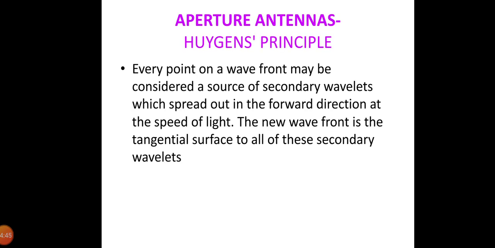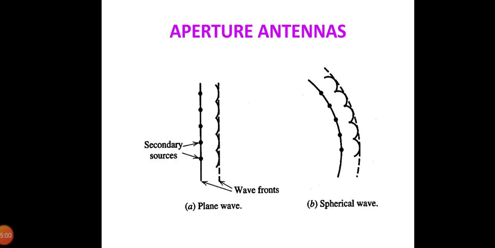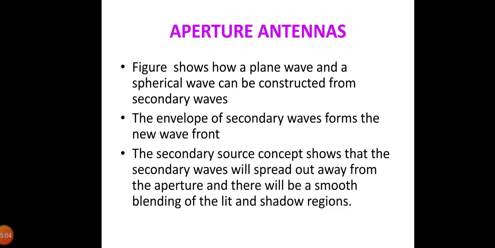So Huygens' principle can be stated as: every point on a wavefront may be considered as a source of secondary wavelets which spread out in the forward direction at the speed of light. The new wavefront is a tangential source of all these secondary wavelets. So this diagram shows the secondary wavelets from the primary sources.